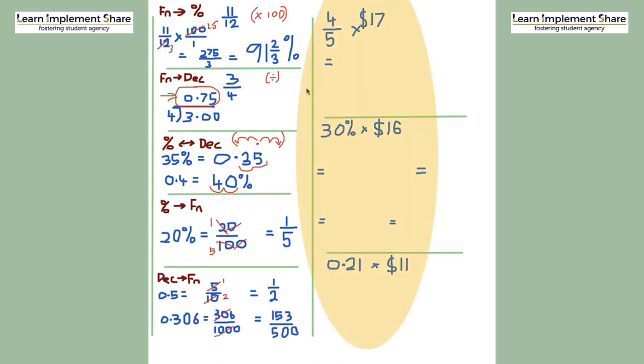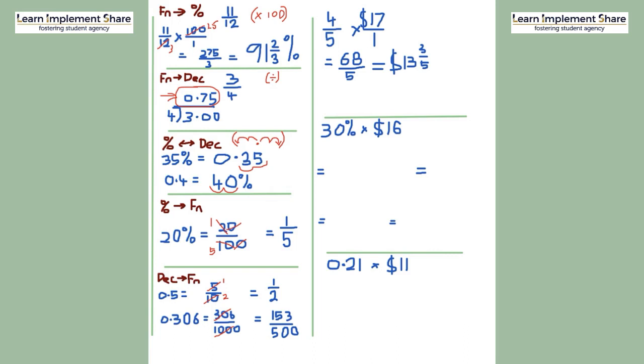Now we can operate with fractions and decimals and percentages as well. In this case, we're using dollars. We could use marbles or staplers or whatever, but we're using dollars because it's sort of more realistic. In this first case, 4/5 of $17, well, we're going to turn this into a fraction multiplication situation, so that's why it becomes 4/5 times 17 over 1, and nothing cancels, so we end up with 68 over 5, which is an improper fraction, so we do our improper fraction thing, and we end up with 13 3/5 dollars.